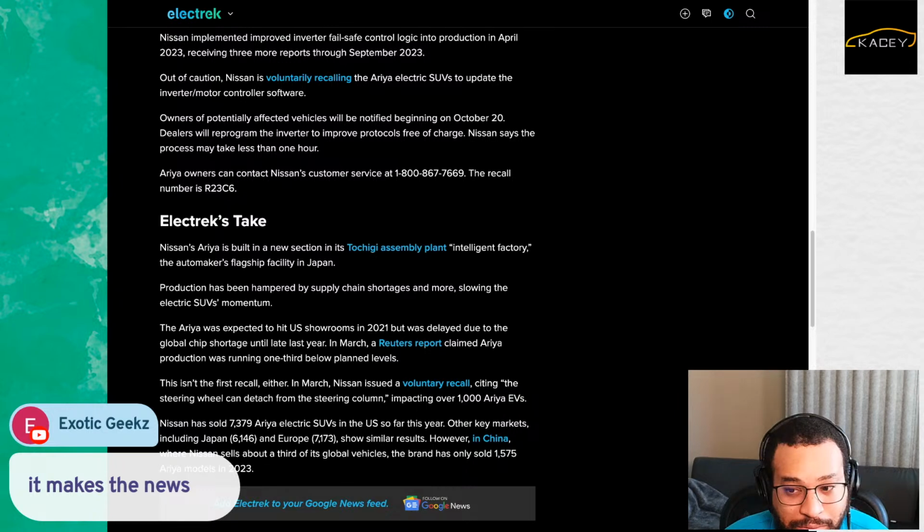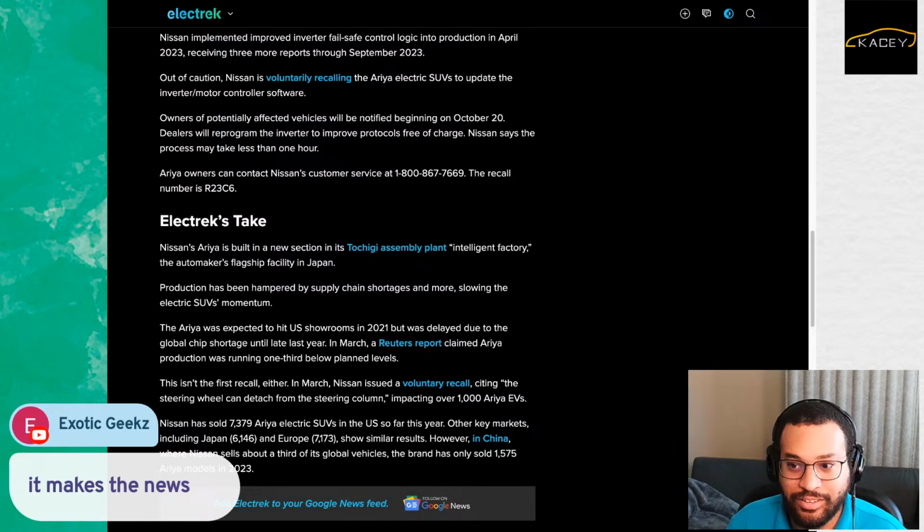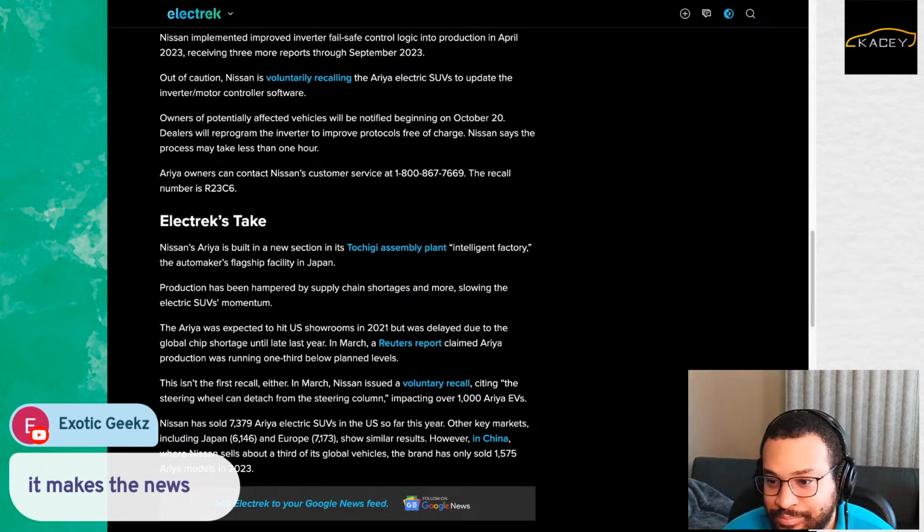Owners of potentially affected vehicles will be notified beginning October 20th. So later this month, almost 2 years from their first detected incidents of this situation. Fight Club might be right in this case, except that nobody's been hurt.